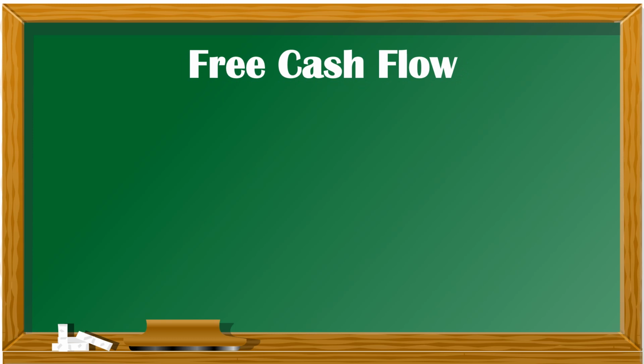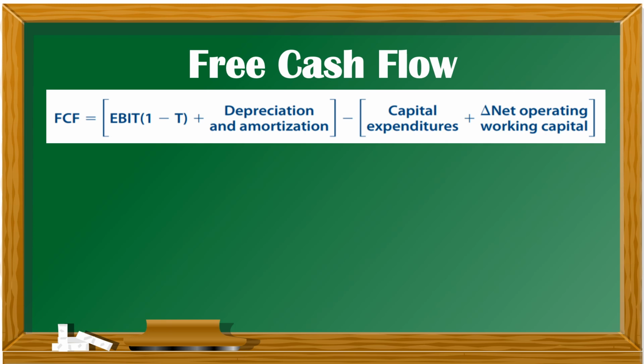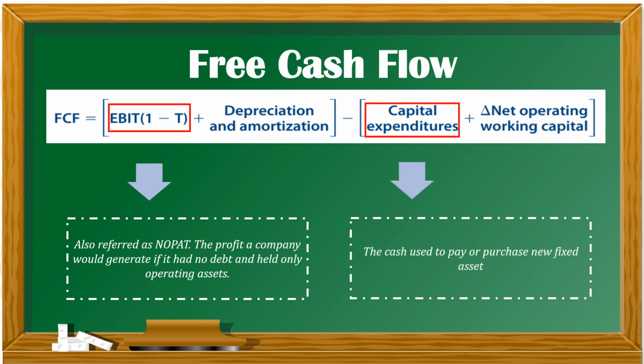We can get the free cash flow by using this formula. It is EBIT, or the earnings before interest and taxes, multiplied by 1 minus the tax rate, which is also known as the NOPAT, or the net operating profit after tax, which is the profit a company would generate if it had no debts and held only operating assets. Add up the depreciation and amortization less the capital expenditures, which is also the cash used to pay or purchase new fixed assets, plus the changes in the net operating working capital.